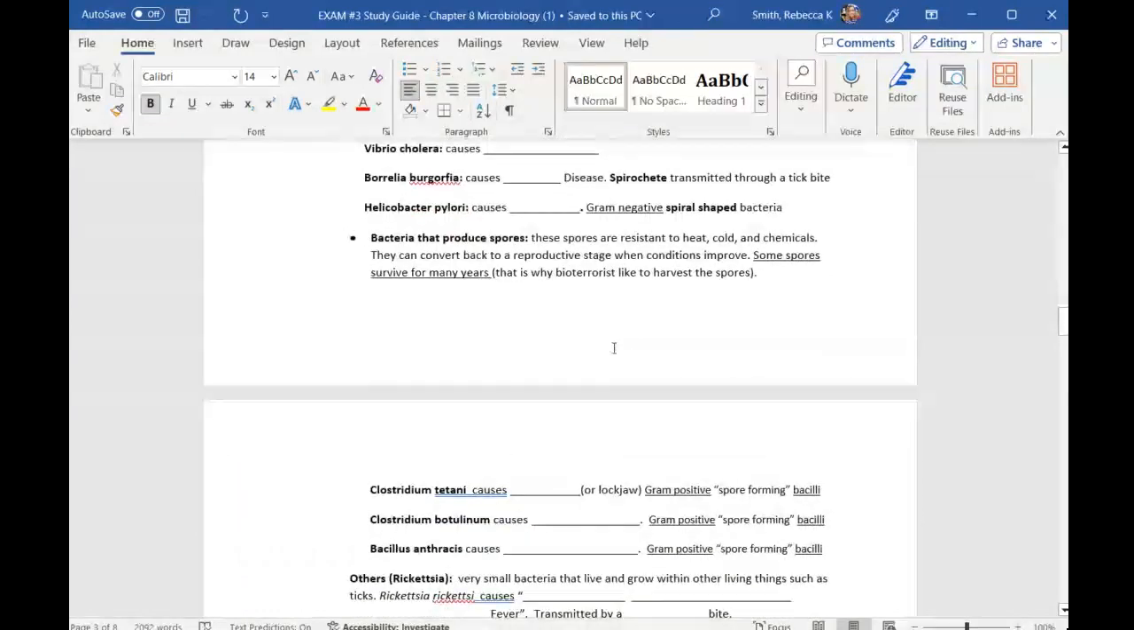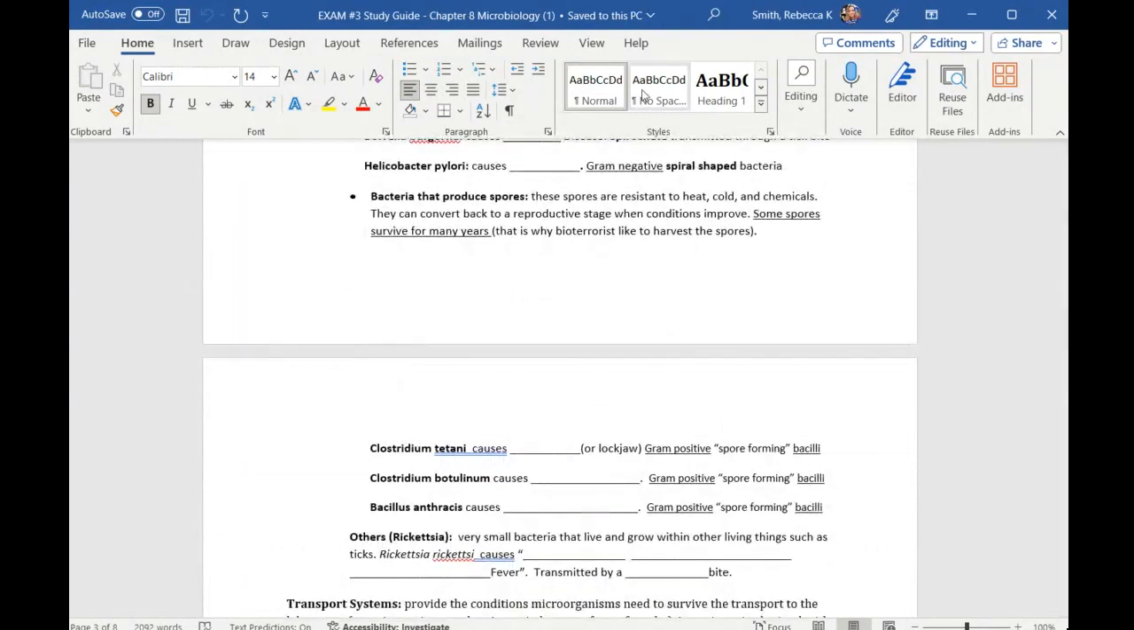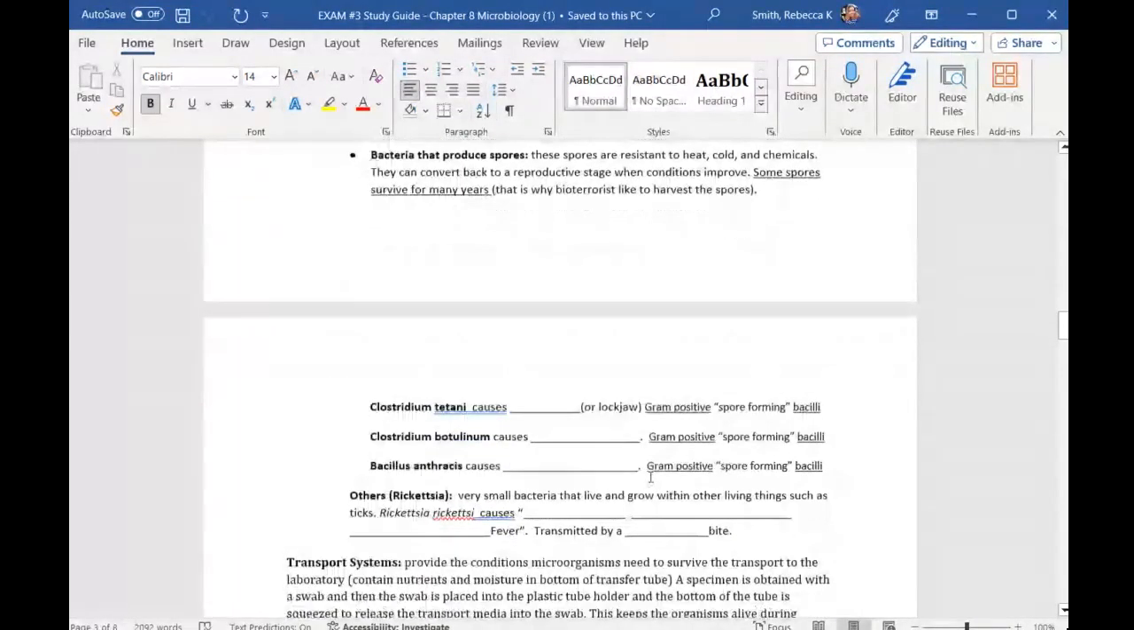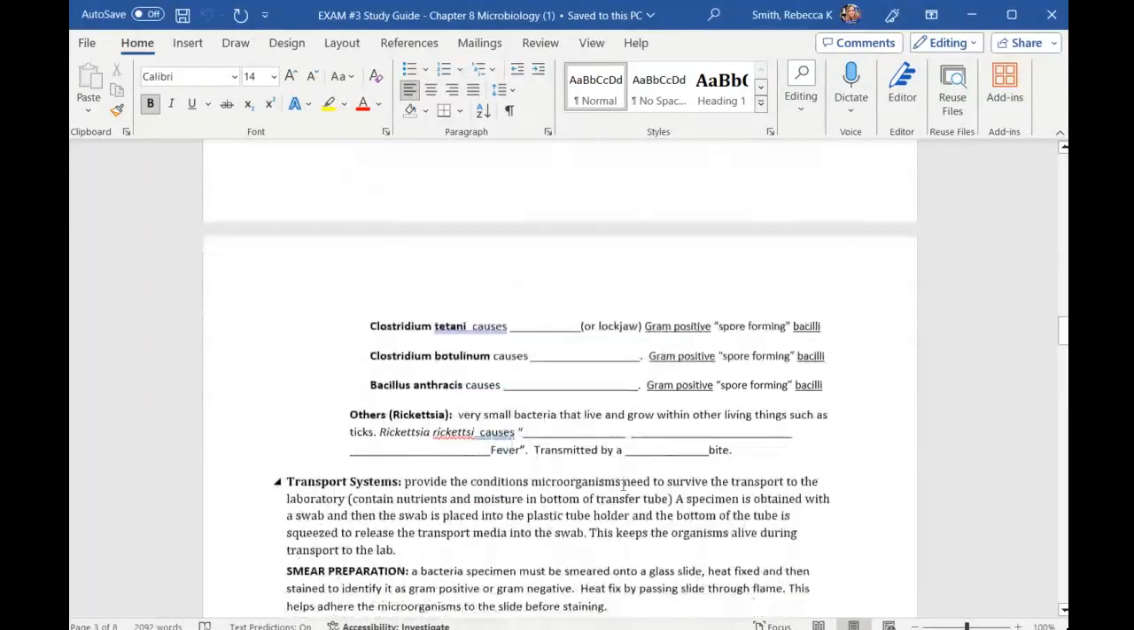Okay, bacteria that produce spores. Again, the bioterrorist thing, we talked about the anthrax above. Clostridium tetani can cause tetanus or lockjaw. Botulinum toxin, we talked about that one going in the canned food, if you see a busted can that's bursting at the seams. Bacillus anthracis was the anthrax.